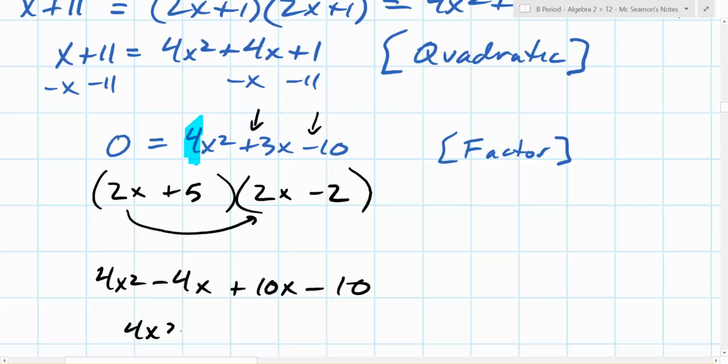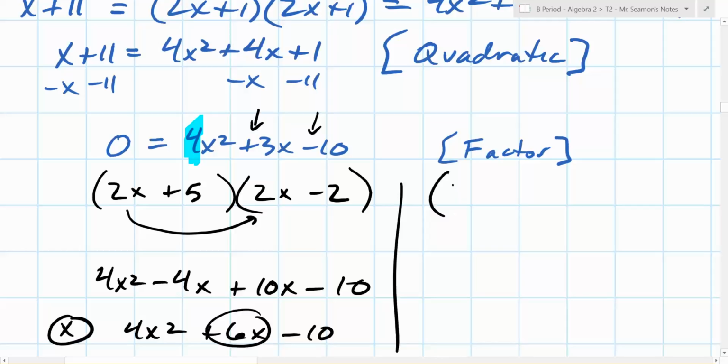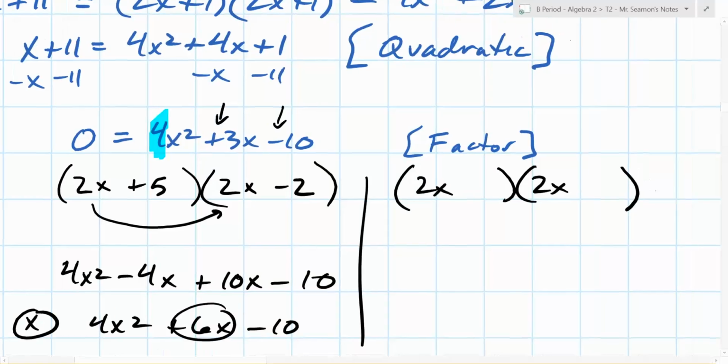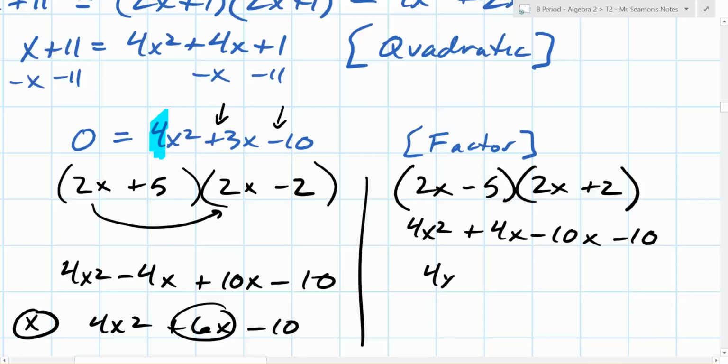So what do we end up with? Do we end up with what we want? No. So do we erase this? No, we test again. There's another thing we could test. What is it? Minus 5 plus 2. Let's try that and see what happens. What do we end up with? 4x squared plus 4x minus 10x minus 10. Do we end up with the right thing? We end up with kind of the same thing, except it's negative now. Is that what we wanted?